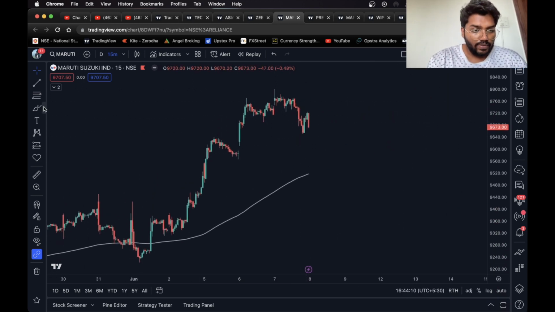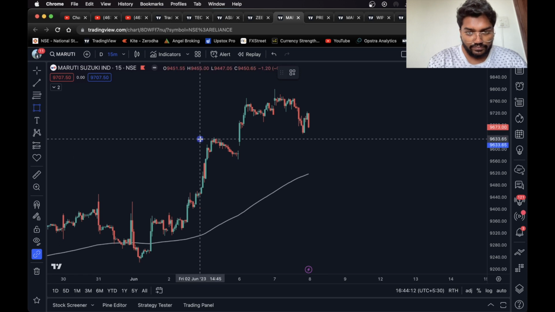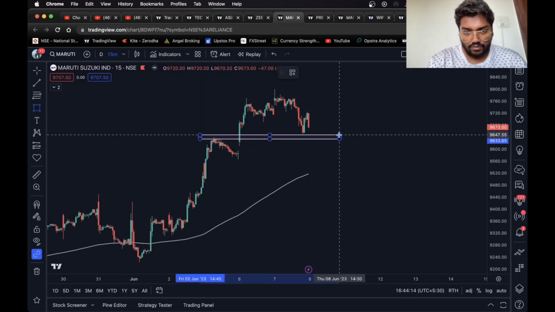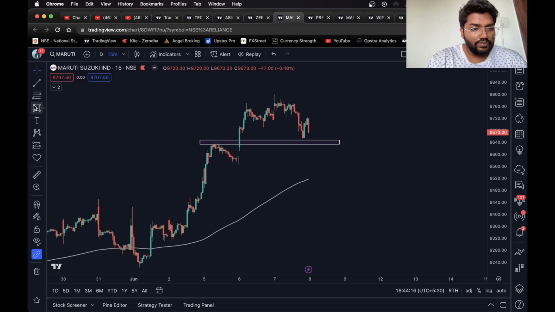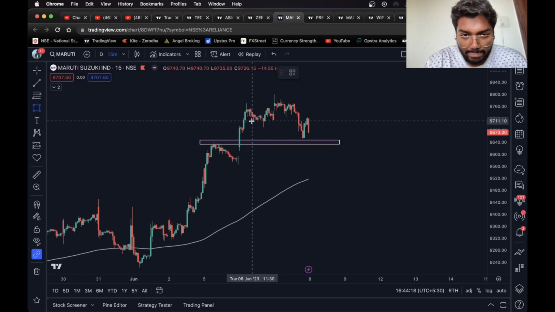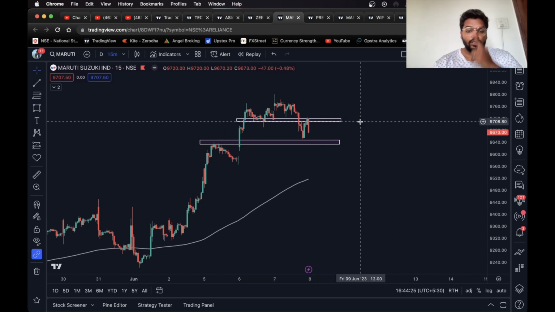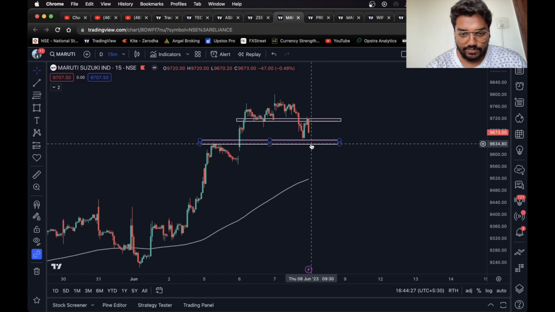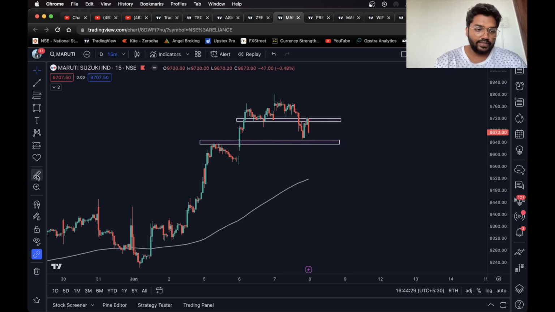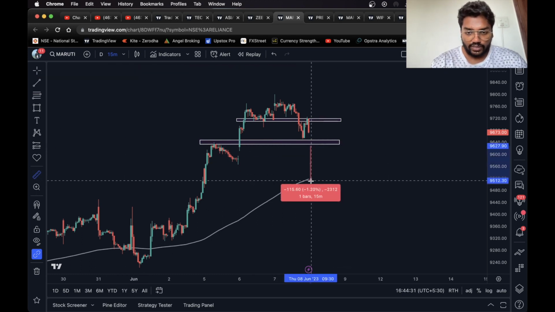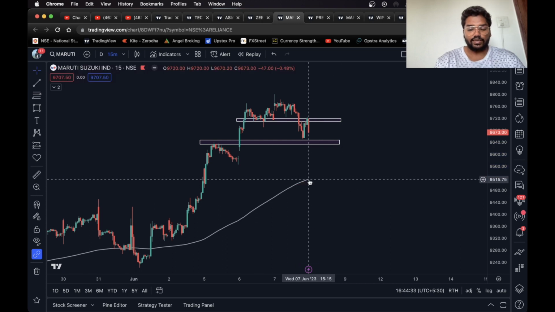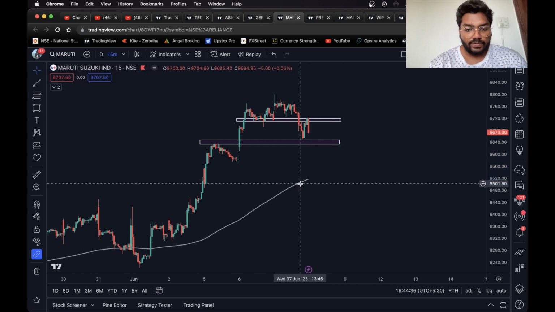Okay, so Maruti also, I'll draw a level. This is a level, and this also can be considered as a level. For short side, once it sustains below this level, we can take a short entry on Maruti and we can consider 200 EMA as the target. Okay, 200 EMA can be considered as a target.